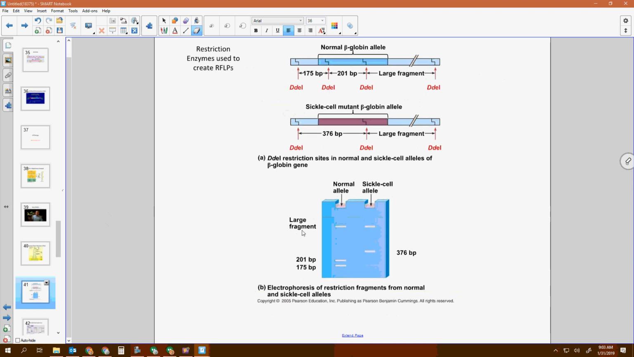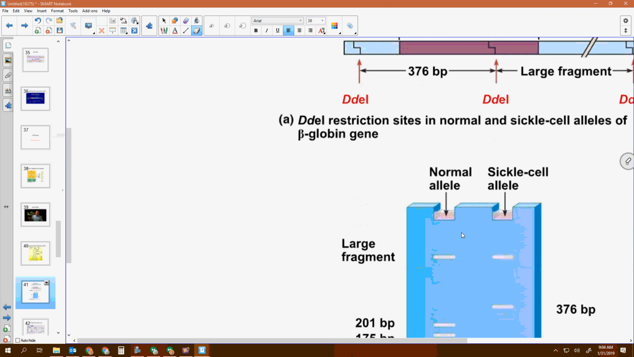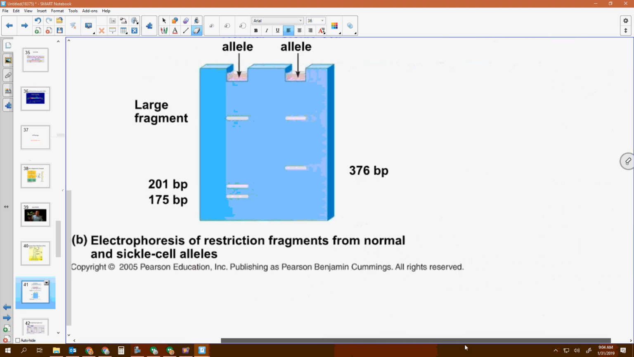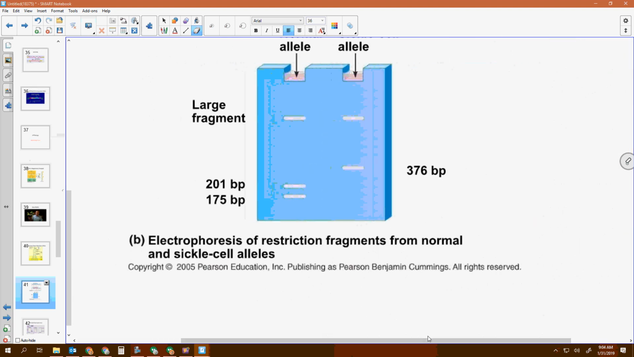Another technique that is used quite often is called gel electrophoresis. And gel electrophoresis is where enzymes, restriction enzymes, are applied to sections of DNA. And those restriction enzymes cut the DNA into segments, and then that DNA is put in a gel like this. So you take the DNA that you've cut up and you put it in here.